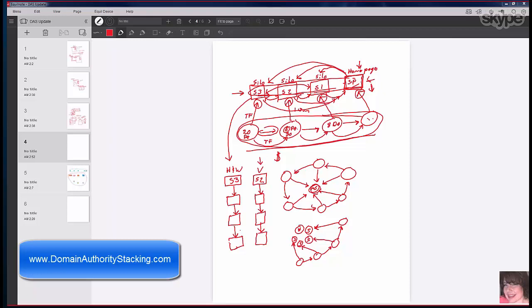Right. And I'm talking about the instance where the silos are very, very unrelated and yet the site's not very big. They're like five pages each. And you're saying I would still do multiple DAS stacks for each silo. You're going to have to get the power from somewhere. Gotcha. So it's not the thematic relevance that's causing me to do multiple DAS stacks for each silo. It's the fact that there are not enough pages on site.